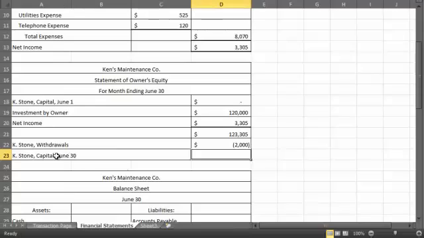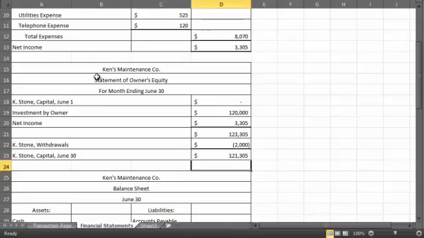Now, we had some withdrawals, and the amount of withdrawals, which is on the worksheet also, was $2,000. And so to find Keystone's capital balance on June 30th, we take and subtract the withdrawal from this total here, which means that our capital account has a balance of $121,305.